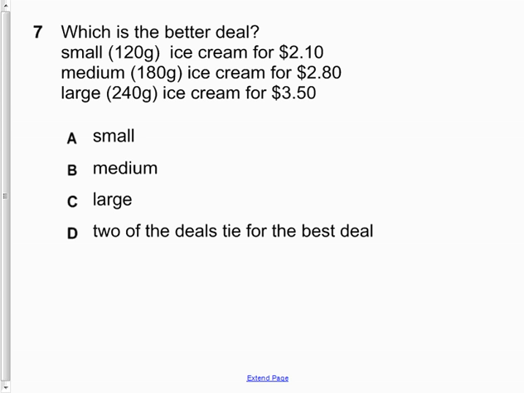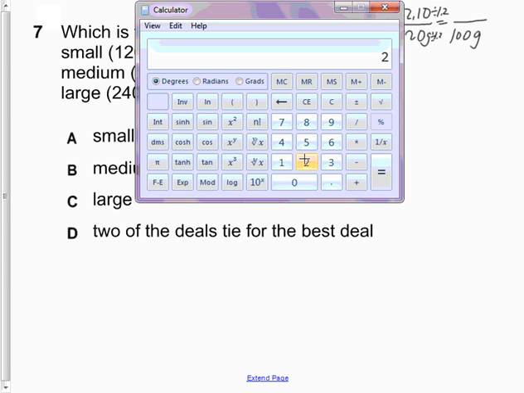Question 7 said, which is the better deal? A small ice cream for $2.10, a medium for $2.80, or a large for $3.50? For this question, we're going to create unit rates for each of them and see what we get. So for the first one, I'm going to put my cost per grams. $2.10 for 120 grams would be how much for 100 grams? I'm going to compare them by 100 grams, or as we just said in the last question, hectograms. I'm going to divide by 1.2 to create that. So $2.10 divided by 1.2 is $1.75 per 100 grams.